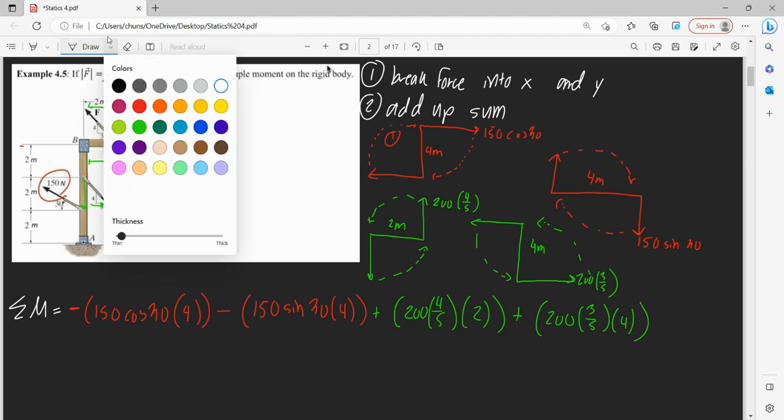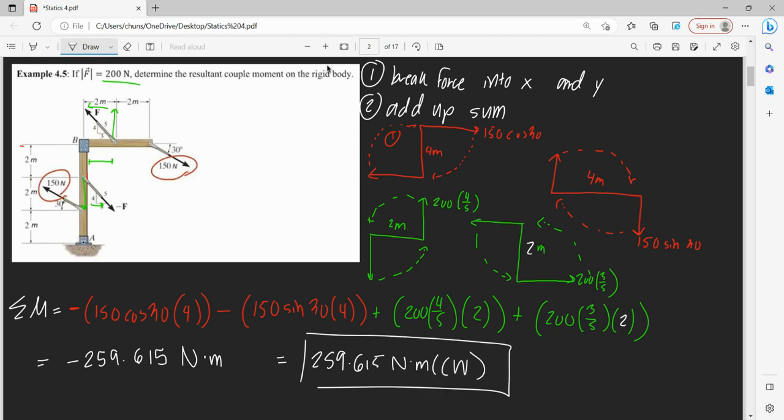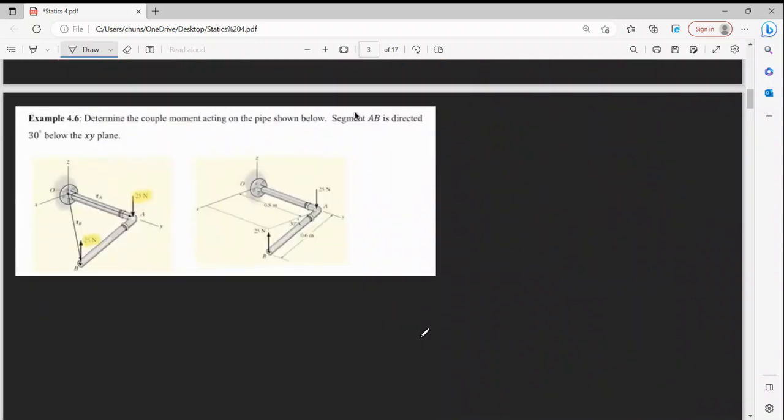And so when you add these all together, sorry, I made a mistake. The separation distance is 2. Yep, sorry, that's my bad. So then that gives us negative 259.615 newton-meters overall. You can also say that's equal to 259.615, and if we want to add direction, we can put that in counterclockwise because it is negative. Okay, so that is our first example solved.